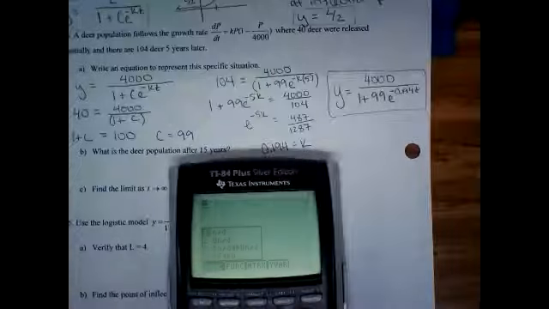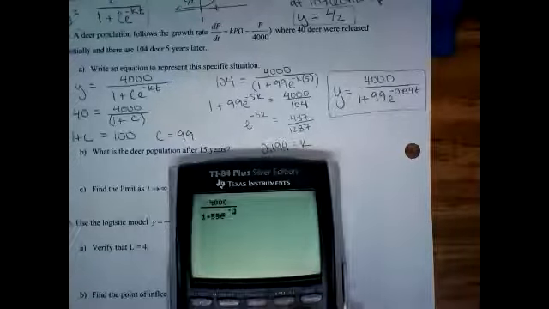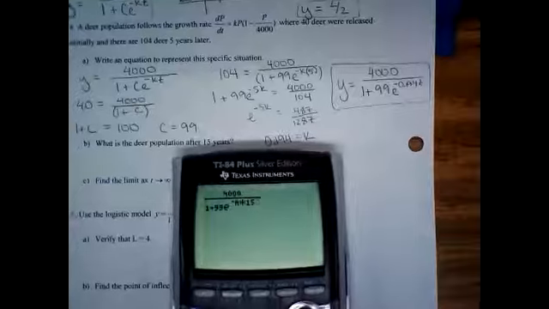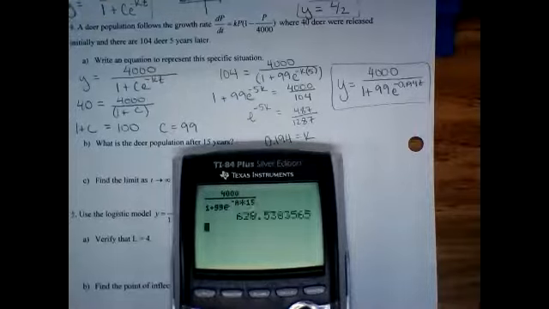What is the deer population after 15 years? Or what are you going to do with 15? Yeah, plug it in right here. Okay, so it is going to be 4,000 over 1 plus 99 e to the power negative alpha A times 15. You're just plugging 15 into the formula. It is just a lot of button pushing. So you got to be careful.